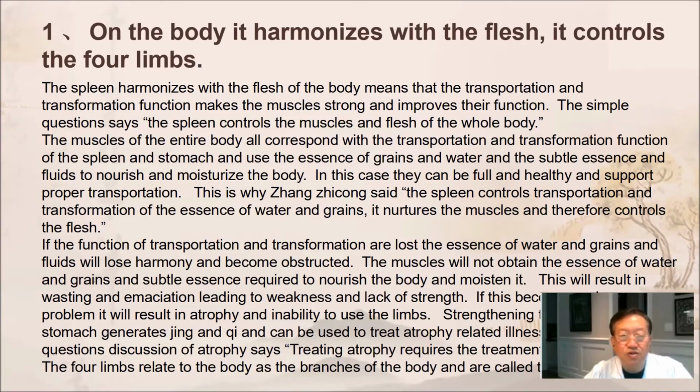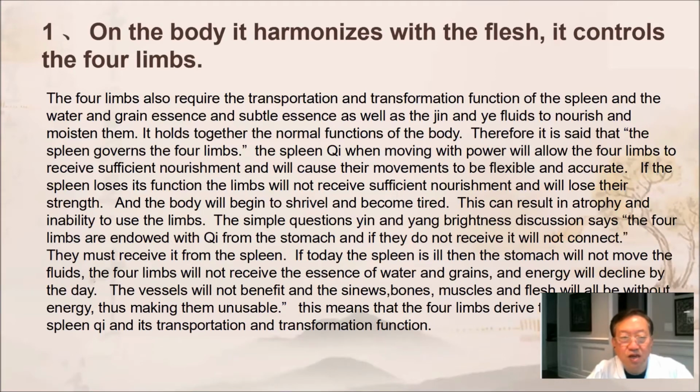If this becomes a deep problem, it will result in atrophy and the inability to use the limbs. Strengthening the spleen and stomach generates Jing and Qi and can be used to treat atrophy-related illnesses. Simple Questions' discussion of atrophy says, treating atrophy requires the treatment of Yang Ming. The four limbs relate to the body as the branches of the body and are called the four ends. On the body, it harmonizes with the flesh and it controls the four limbs. The four limbs also require the transportation and transformation function of the spleen and the water and grain essence and subtle essence, as well as the Jin and Ye fluids to nourish and moisten them.